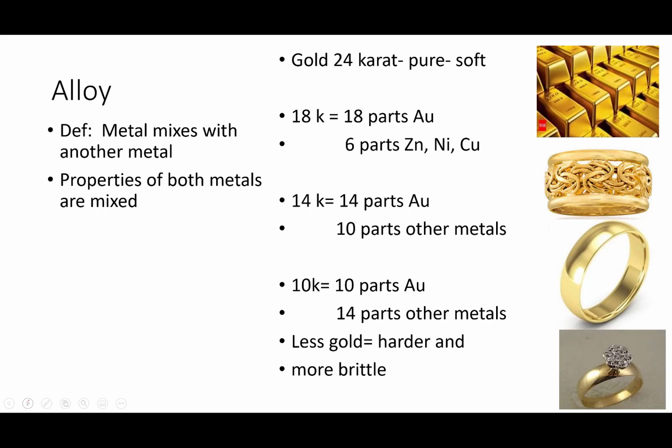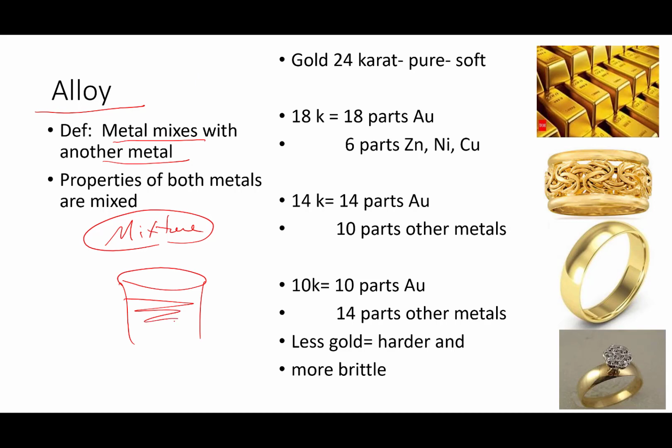One of the things that metals can do is alloy. Now, alloy means that the metals are mixed. So this is more like a mixture than any sort of a bonding process. When everything is molten, they are stirred together in a pot and then allowed to cool. And what happens is the properties of both materials are then mixed together.